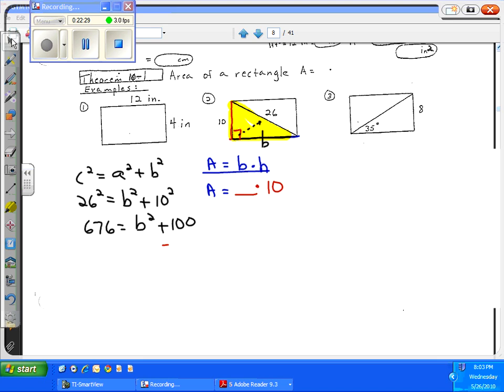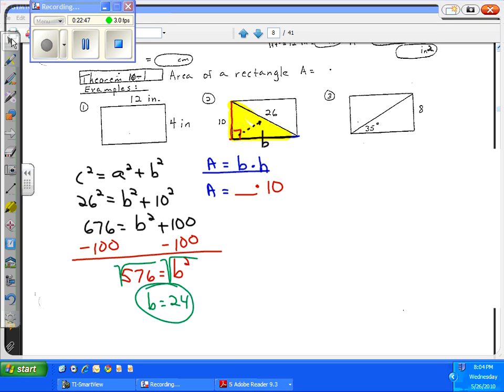We're going to undo addition by subtraction. Now we're going to undo the square with the square root, and so we get the base is equal to 24. So area is base 24 times height 10, and so the area is 240. Let's see how we got that.